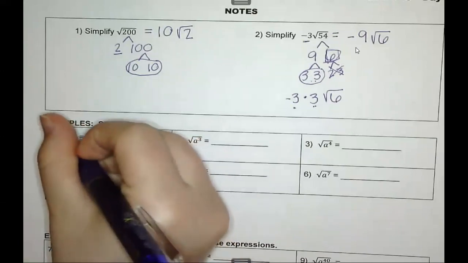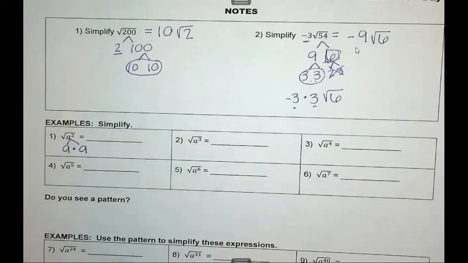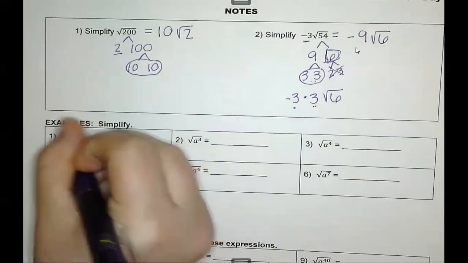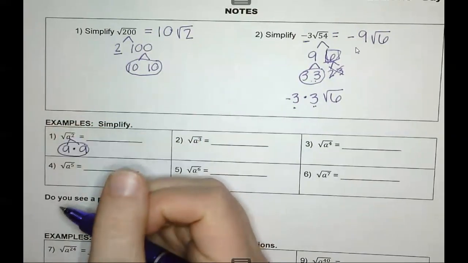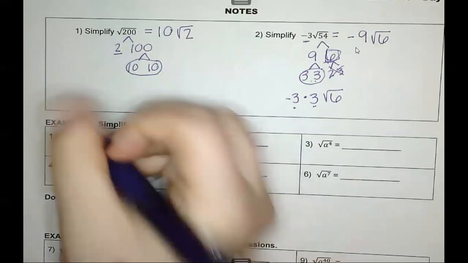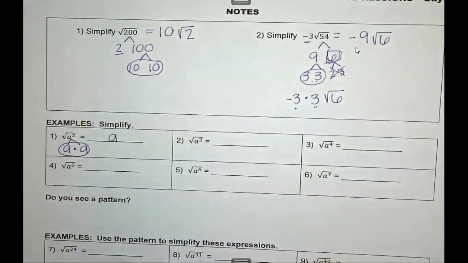So this broke down into a and a. And look, we have a pair. That means it can come out of the square root. So the square root of a squared is just a.